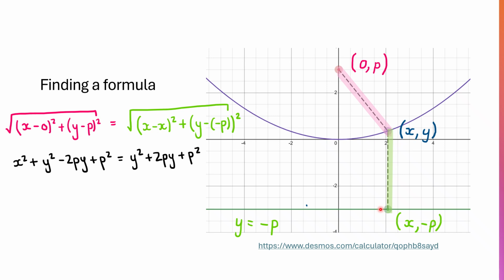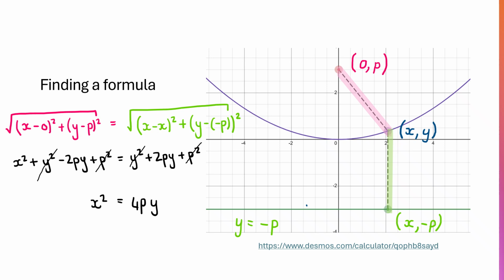A lot of things can cancel, luckily for us, in this equation. We have a y squared on the left, we have a y squared on the right. They can cancel each other out. We also have a p squared on the left and a p squared on the right. They can cancel each other out. And what is left, if we keep x squared on its own on the left, we get x squared is equal to 4py on the right.